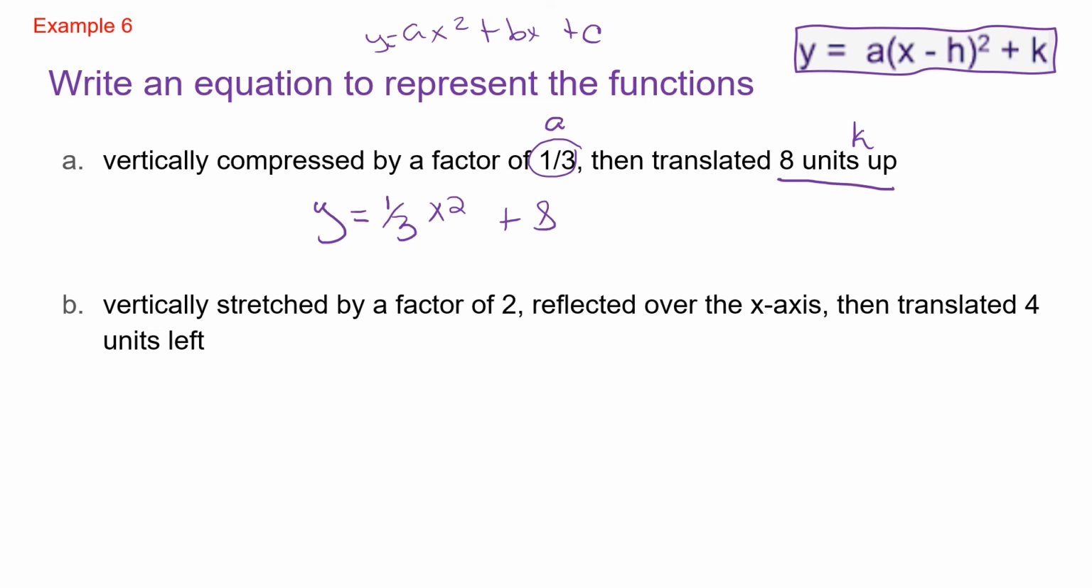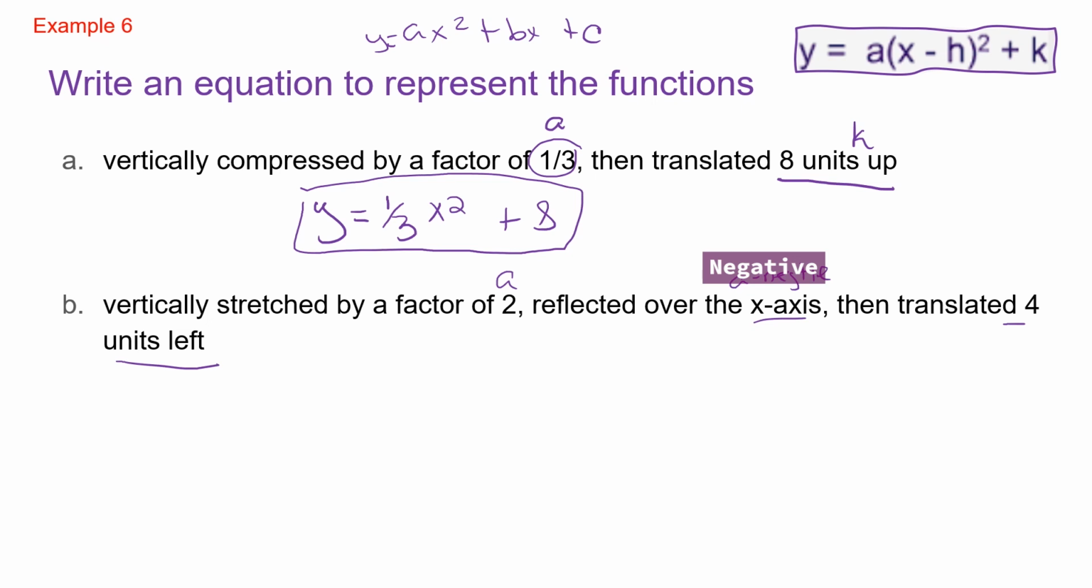Now let's take a look at b. It says it is vertically, let me box this, vertically stretched by a factor of 2, so that is our a. It is reflected over the x-axis, so again that is going to make a negative. Then it is translated 4 units to the left. So if it is to the left, that would mean that my original vertex is (0, 0). My k value is 0 because there is no change up or down, but if it's translated 4 units to the left, that tells me that the x value of my vertex would be -4. So when I write my equation here, my a is 2, it's going to be negative.